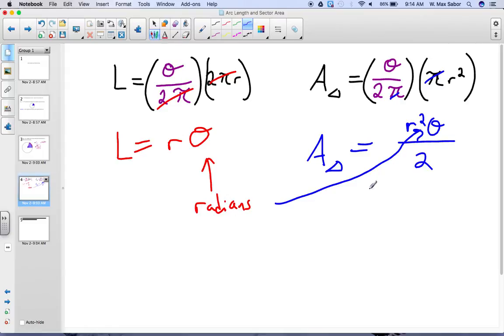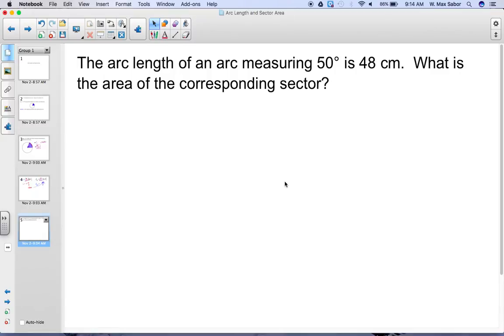If you have things in degrees, you can either convert them into radians, or just instead of using theta over 2 pi, use theta over 180 degrees, and you'll still get the same idea. So let's apply this to a problem. The arc length of an arc measuring 50 degrees is 48 centimeters. What is the area of the corresponding sector?